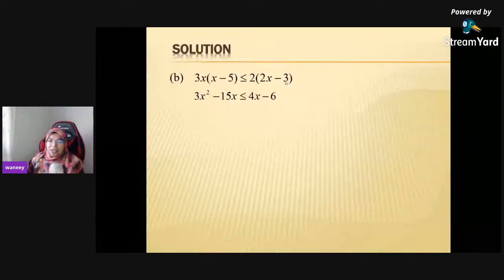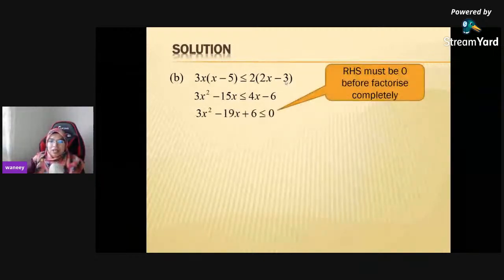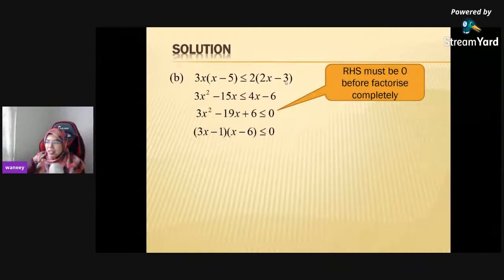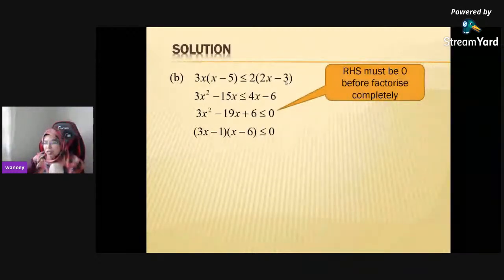And then of course, since this is a quadratic, bring everything to the left hand side and then we're going to factorize them completely. So we got 3x squared minus 19x plus 6 less than or equal to 0. Factorize completely, we're going to get 3x minus 1, x minus 6 less than or equal to 0. So now let us sketch the quadratic graph.